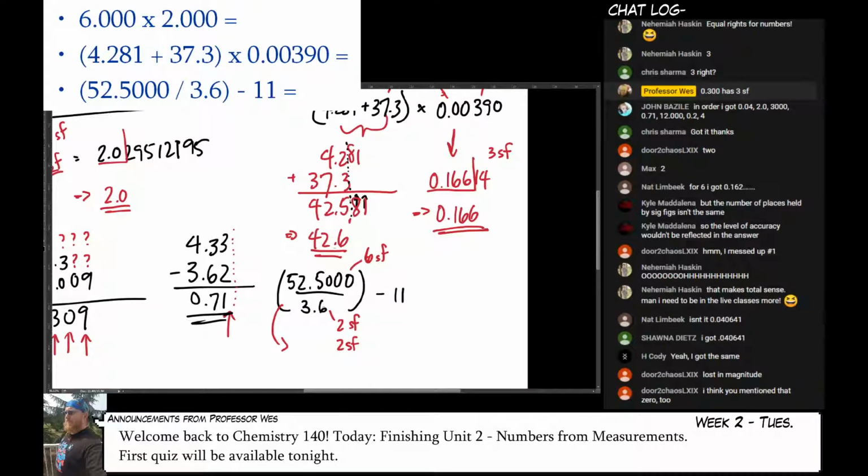So I punch in the calculator, 52.5000 over 3.6. I get 14.5833333333, which I'm going to round to 2 sig figs, which is 15. So this is what my calculator said. So I'm going to round that to 15. So now I have 15 in this parenthesis minus 11. And I can round to the ones place because I have a ones for both digits. So that's the answer for this problem.